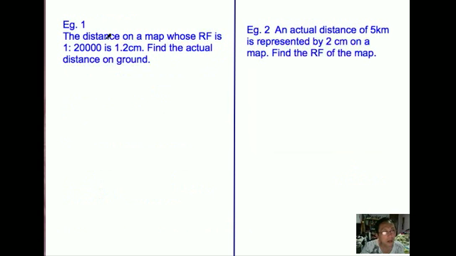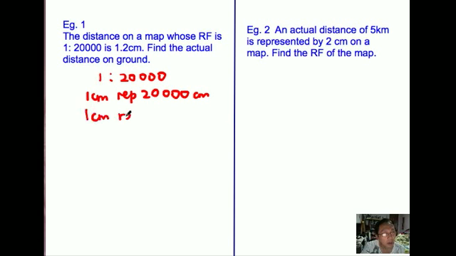In the first example, the distance on the map is given as 1.2 cm and the RF of the map is 1 is to 20,000. We have to find the actual distance. We begin by looking at the RF, which is 1 is to 20,000, which means 1 cm represents 20,000 cm. This is converted to the unit scale: 1 cm representing 0.2 km.